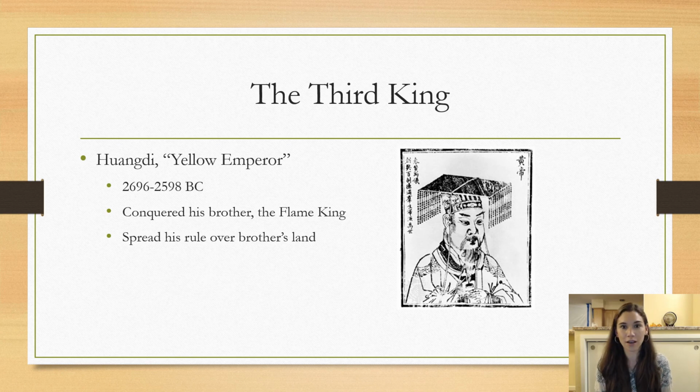The third king is who you read about in the story of the world. His name was Shang Dynasty, also known as the Yellow Emperor. He ruled from 2696 to 2598 BC, and he conquers his brother, the Flame King, and he then spreads his rule over his brother's land. And this is when he just unites all of the Yellow River Valley.